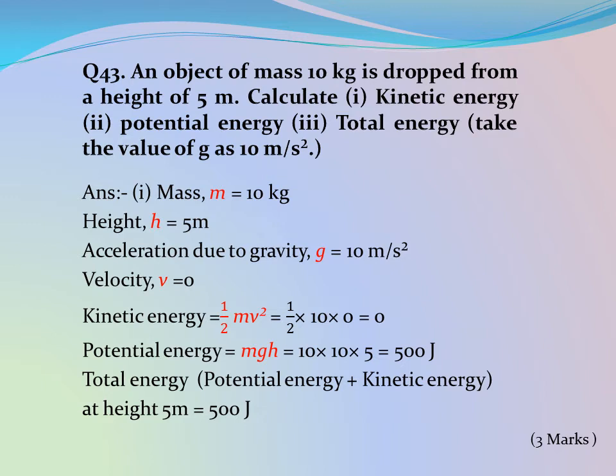Answer 1. Mass m equals 10 kg, height h equals 5 meter, acceleration due to gravity g equals 10 meter per second squared, velocity v equals 0. Kinetic energy, half mv squared, equals half into 10 into 0 equals 0. Potential energy mgh equals 10 into 10 into 5 equals 500 joule. Total energy equals potential energy plus kinetic energy at height 5 meter equals 500 joule.